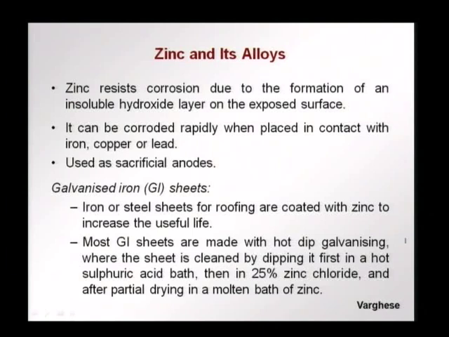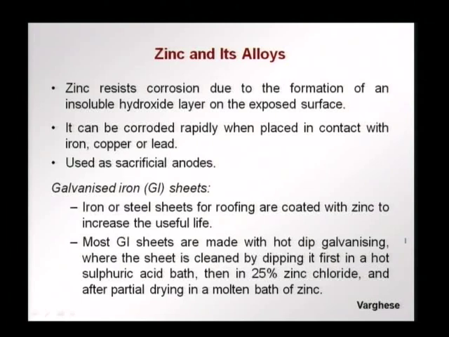You remember when we talked about the galvanic cell, we said that a material that was more anodic, when in contact with a material that is less anodic, will corrode preferentially. And this is one reason why zinc is used as a sacrificial anode. We talked about cathodic protection, where some metals are used as sacrificial anodes to protect the material that we want to have for a long time.